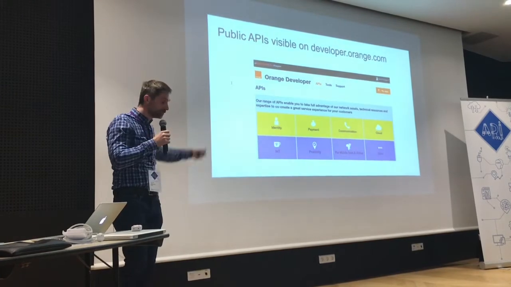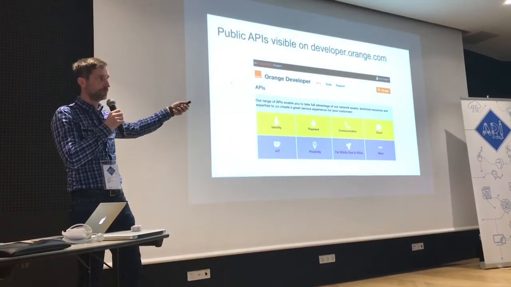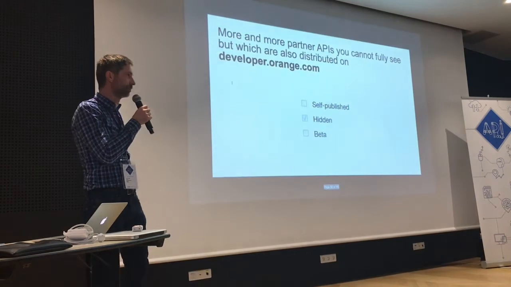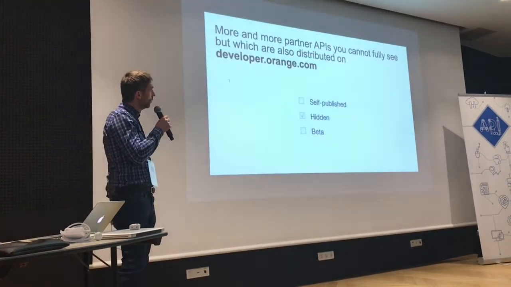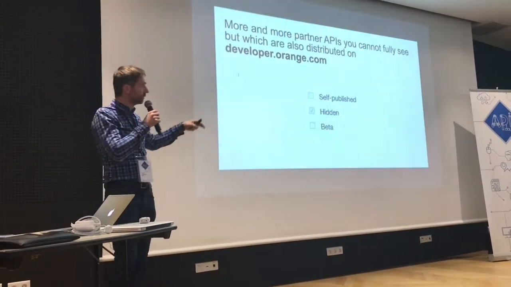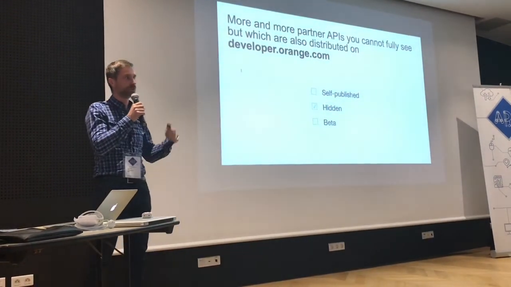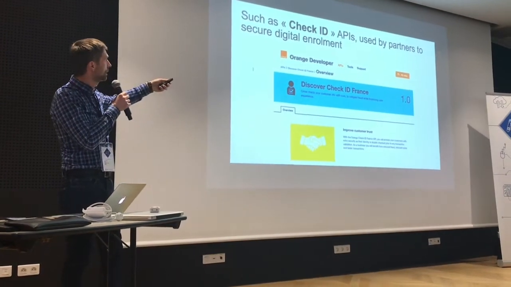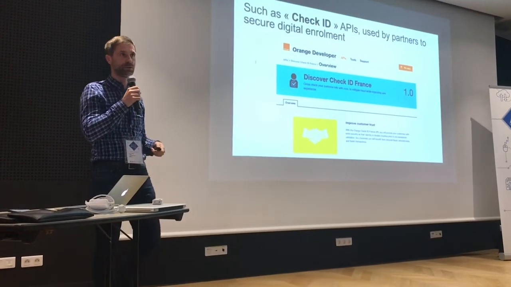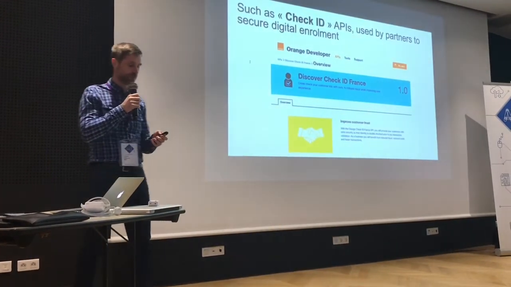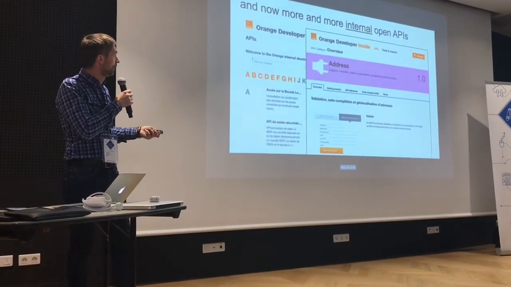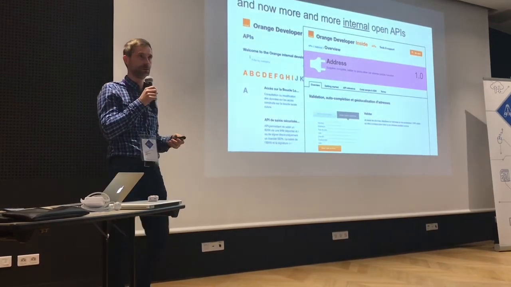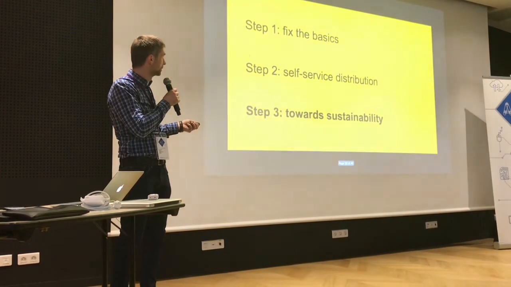So I go quickly to examples also. You can find public APIs, of course, on the public website of Orange about APIs, developer.orange.com. You can locate the closest store if you need to go to buy something. But more and more APIs also are partner APIs, which are configured as hidden, so you won't see them if you're not a partner and not invited to use them. And so we have, for instance, the Check ID API, which is used by partners to help secure digital enrollment. And within the group, there is a bank which is using it. And more also internal APIs, here the address completion and validation API, provided internally to project development.